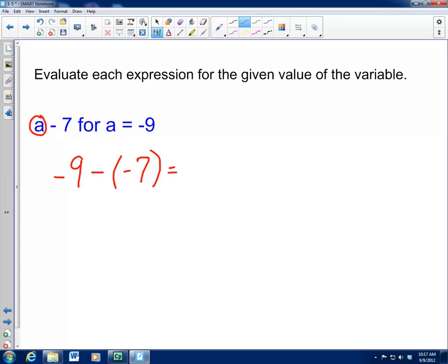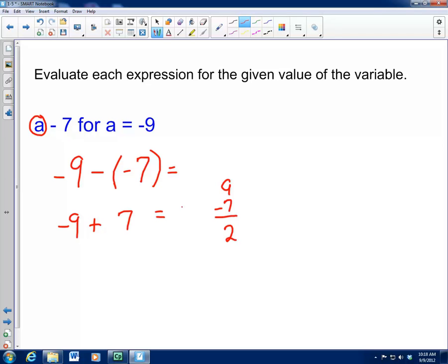Okay, now we have to do our keep, switch, switch again. So we're going to keep that 9 the same, -9. We're going to switch that minus to a plus, and we're going to switch that 7 to its opposite, which would be positive 7. Now, my signs are different, so I have to subtract those guys again. So I'm going to have 9 minus 7. Well, 9 minus 7, that gives me 2.